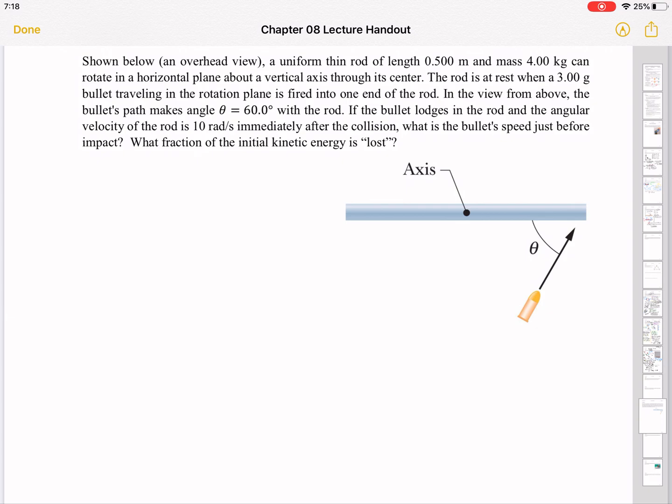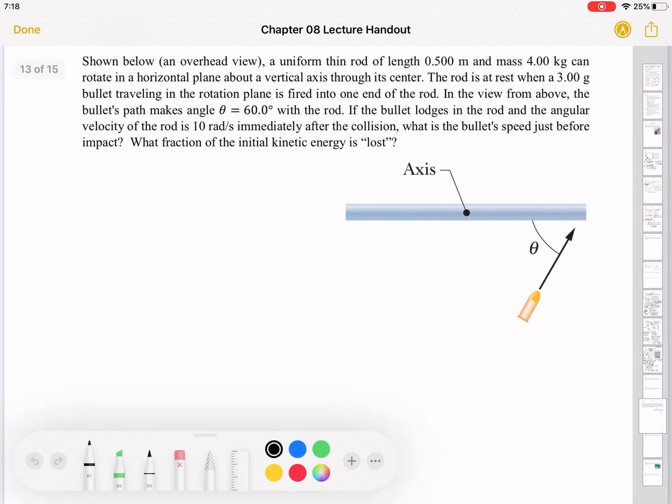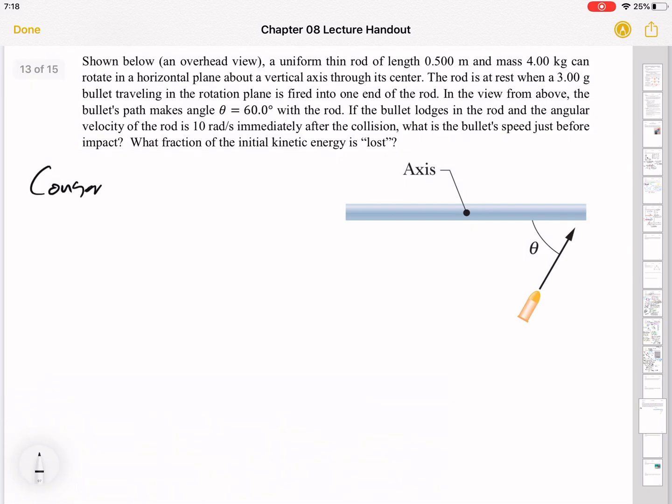So I'm going to use conservation of angular momentum. This is just conservation of angular momentum.